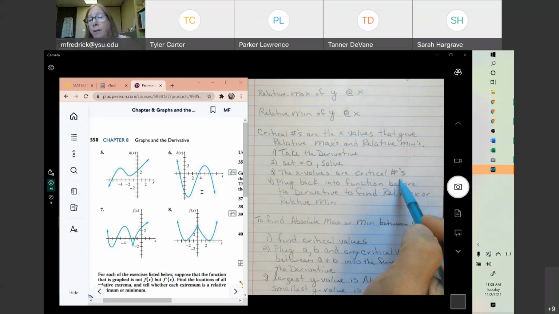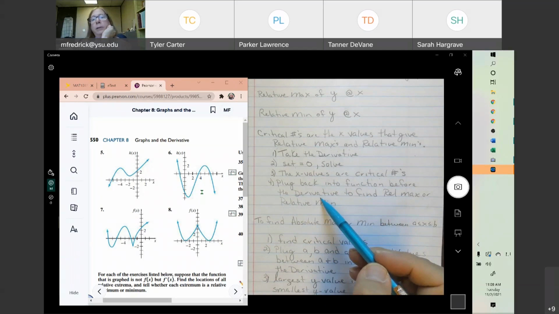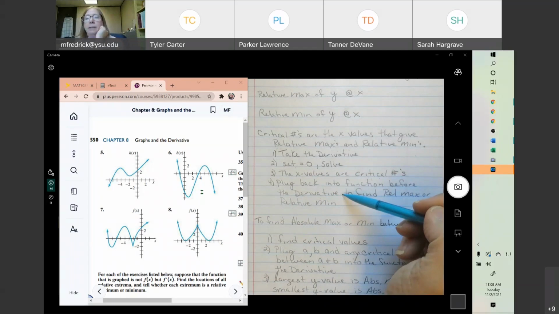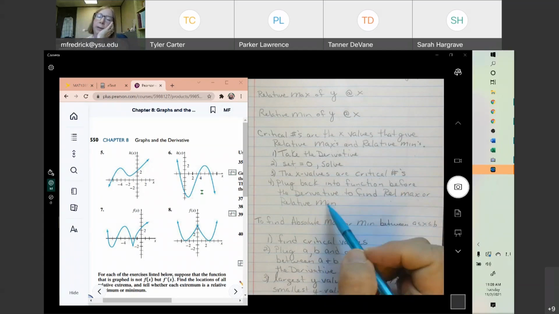To find the y values, plug it back into the function. Now, normally it's the original function, but remember, sometimes we have cost and price, and we have to find revenue and then find profit. So it's not always the original. It's the one right before the derivative. So go to your derivative and take the one before. And that will find your relative max or min.